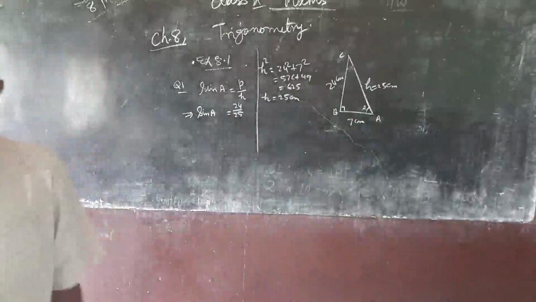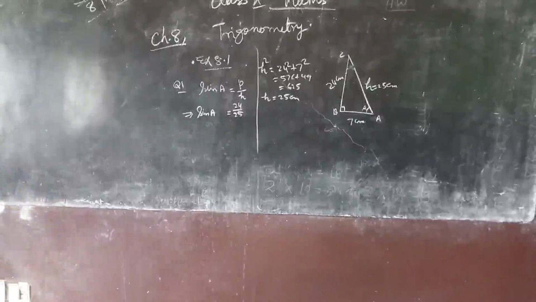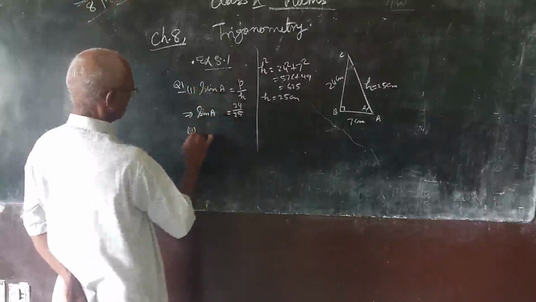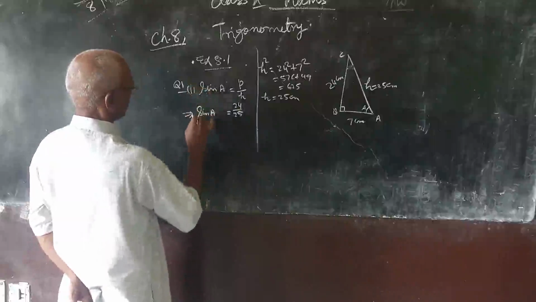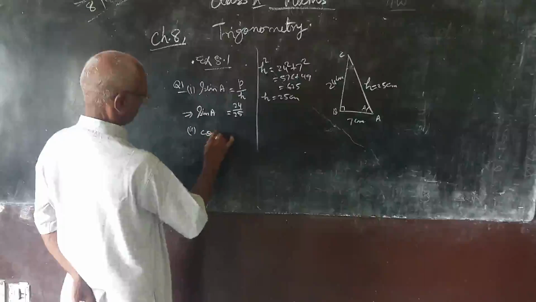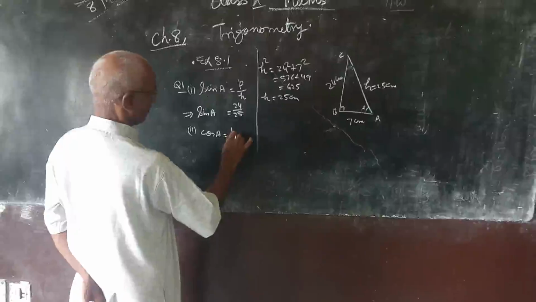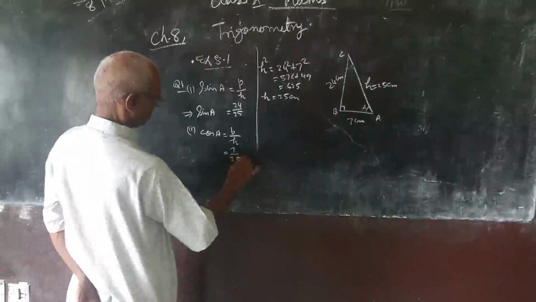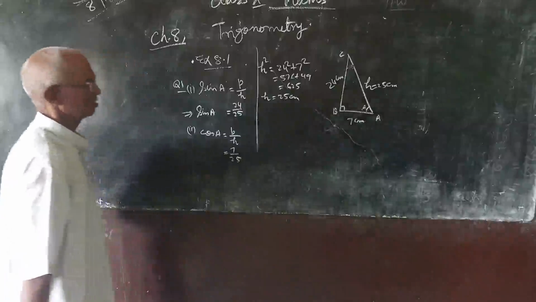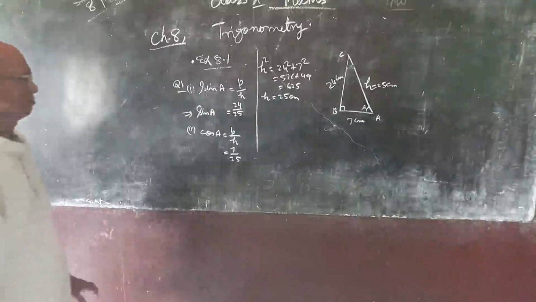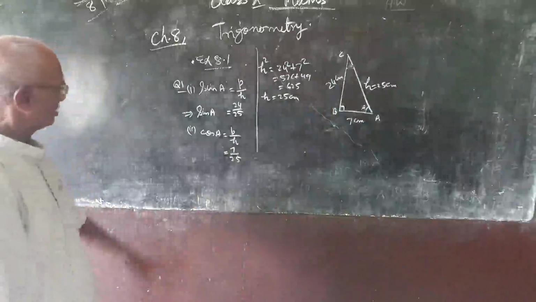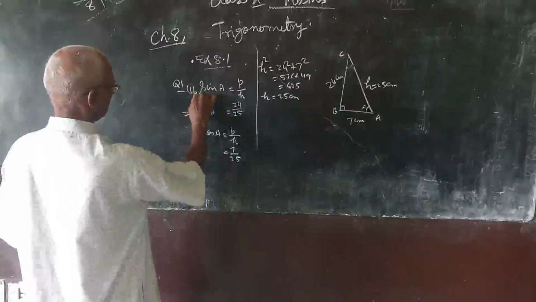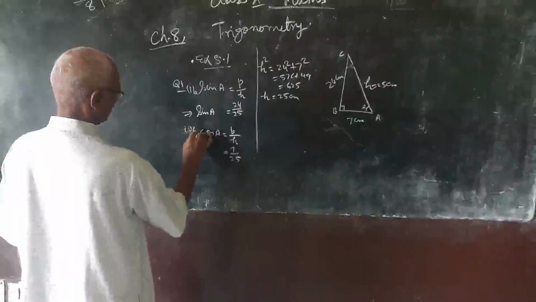Next is required cos A. Cos A is the ratio of base and hypotenuse. Base is 7, hypotenuse is 25. So it is 7 upon 25. And this was the first part.